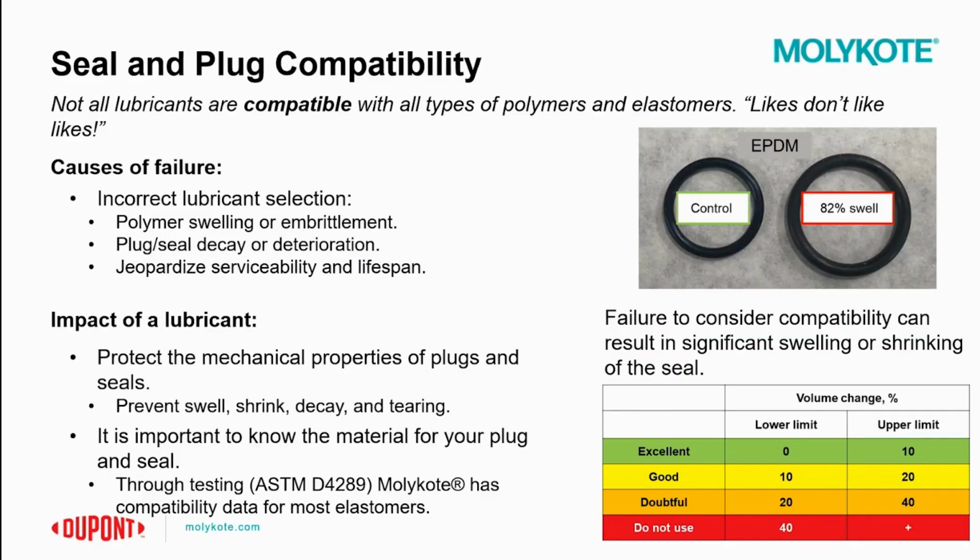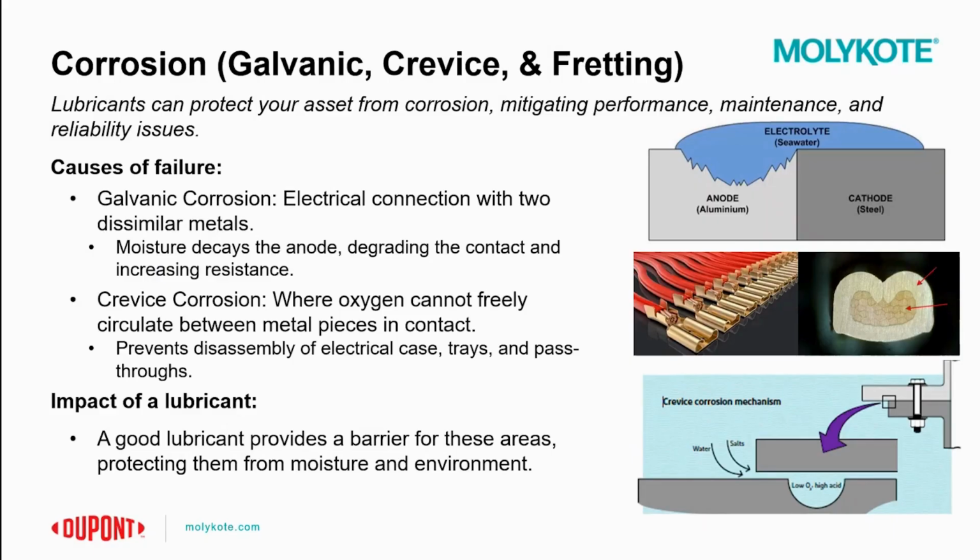When selecting a lubricant for your application, a rule of thumb to start with is likes don't like likes. So for example, this means you should generally avoid using a silicone lubricant on a silicone elastomer, as it will swell and weaken the elastomer. When it comes time to make a selection, it is important to know the material of your plug and seal. MOLYKOTE has a plethora of compatibility data on most elastomer lubricant combinations to help make the correct lubricant selection for your application.